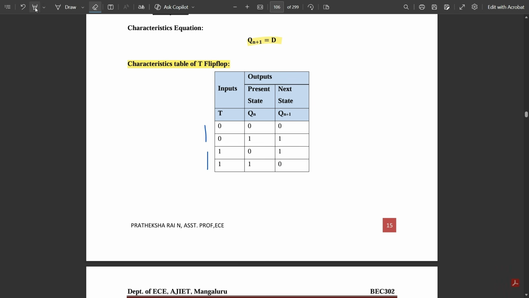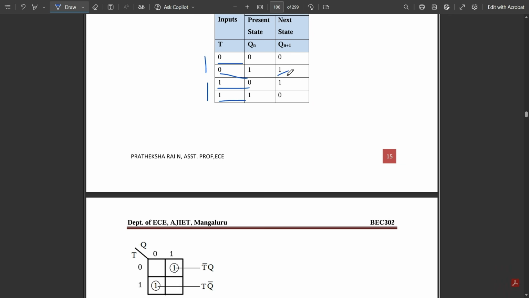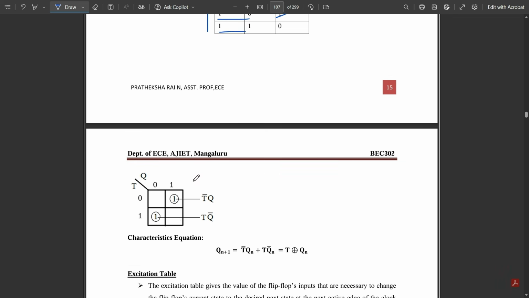And like this the characteristic table is formed. Now with respect to the two-variable K-map, 00, 01, 10 and 11, you mention the high inputs here and make the characteristic equation of a toggle flip-flop. Okay, so we won't be getting any pairs here, we would be getting individual groups. So that is T bar Q plus T Q bar. Equivalently, we could call it T XOR Q. Okay, so this is the characteristic equation which you get for the T flip-flop. Okay, so these were the characteristic tables and equations.